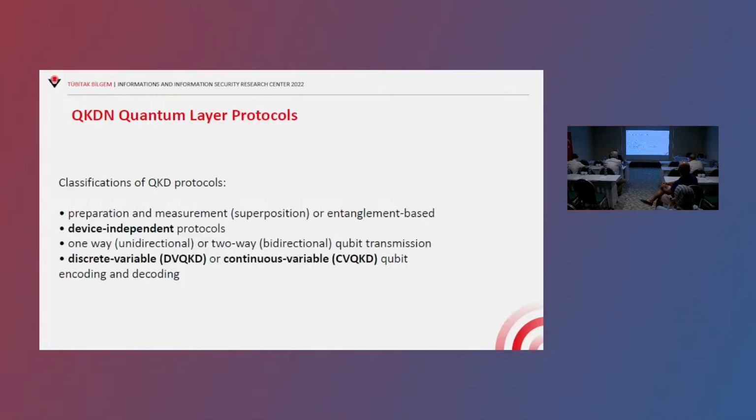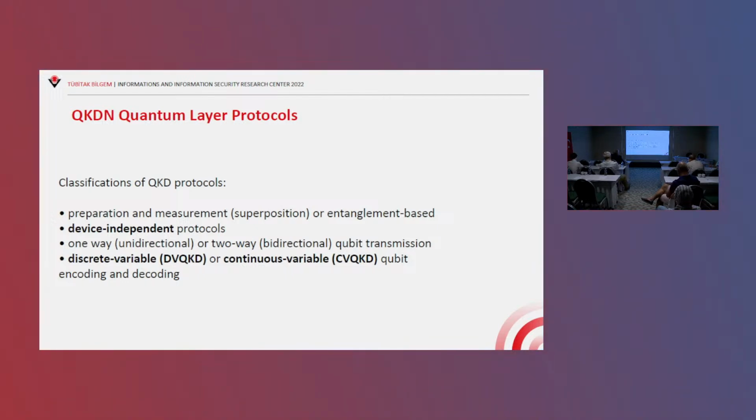There are a few ways of classifying QKD protocols. There is, as we mentioned, the classification of preparation and measurement, or entanglement encoding. Another classification one could look into is device-independent or device-dependent protocols.